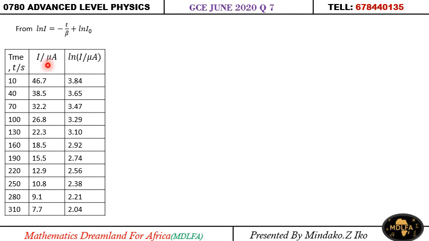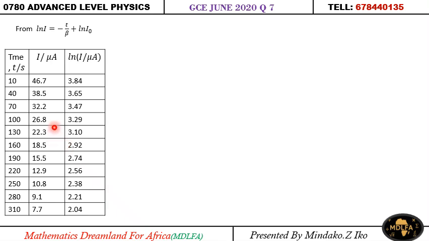So how are you going to convert from microampere to ampere? You take this 46.7, and since it is micro, you multiply it by 10 to the power -6. That is micro. You do the same here, you have an answer. You do the same here, you have an answer. And then you plot the graph. I will explain that better at the end of the video.